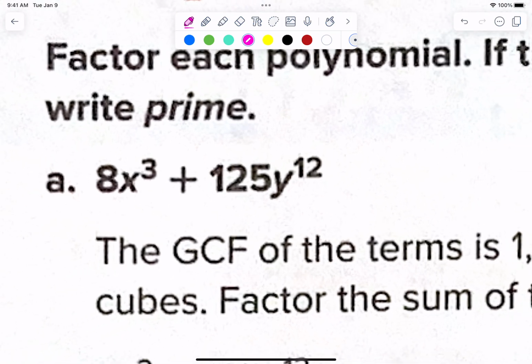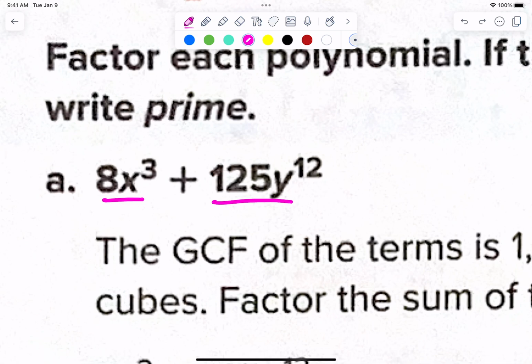Okay, first of all, can I take anything out of 8x cubed and 125y to the 12th? I don't think 8 goes into 125 though. Well, you can take the exponent. No, because they're different exponents. One's an x and one's a y, right? You can't take an x out because that one doesn't have an x. Can you take out a 2? I don't think there's anything you can do. You can't take out a 4.